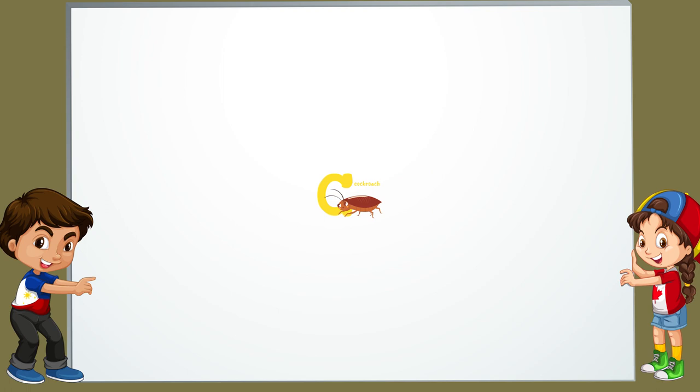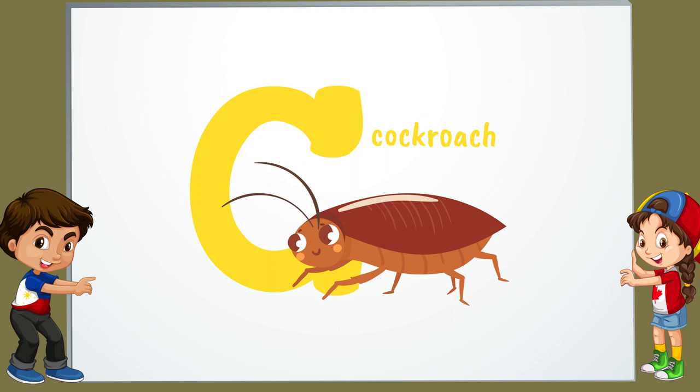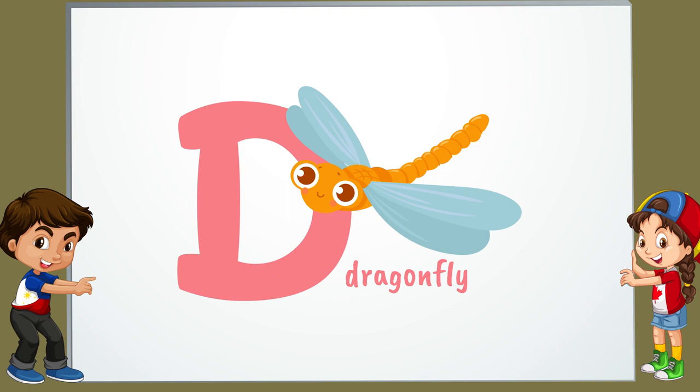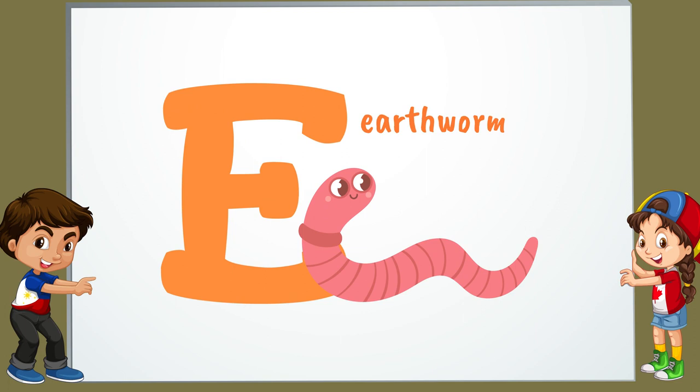C for cockroach. C, O, C, K, R, O, A, C, H, cockroach. D for dragonfly. D, R, A, G, O, N, F, L, Y, dragonfly. E for earthworm. E, A, R, T, H, W, O, R, M, earthworm.